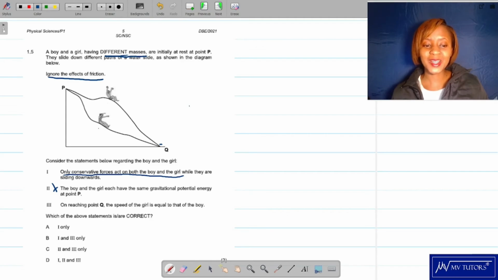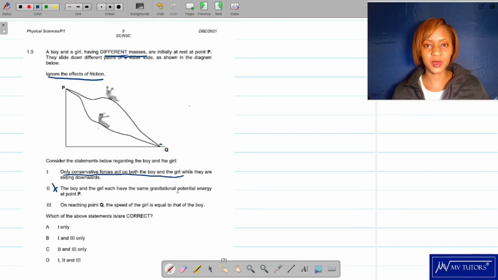Now on reaching point Q, remember only gravity is acting on them, because we're told to ignore friction. It says on reaching point Q, the speed of the girl is equal to that of the boy. When I first read this, I was like, the speeds cannot be the same because they have different masses. But guys, if you were to be at the top of a building and you throw a feather and you throw one of those bowling balls, ignoring the effects of friction, both of them are going to reach the ground at the same time, meaning they have the same speed.